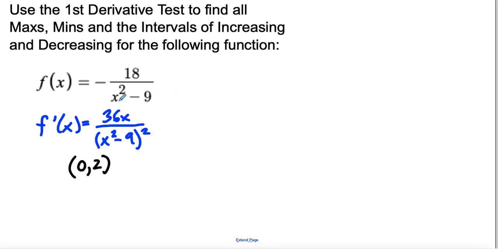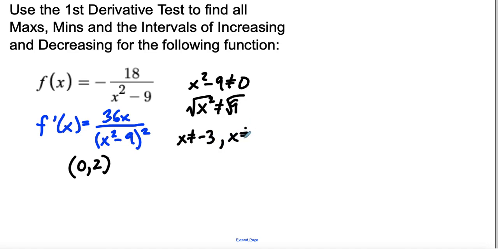Okay, so the next thing is that you can't have a 0 in the denominator, right? So when I'm looking at the derivative or the original function, either way, x squared minus 9 cannot be equal to 0, because that creates a vertical asymptote. So I'm just going to solve for x, and we take the square root of both sides. And remember, important to remember, we get two answers. We get plus or minus 3.